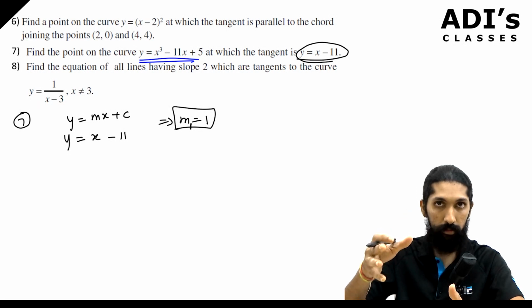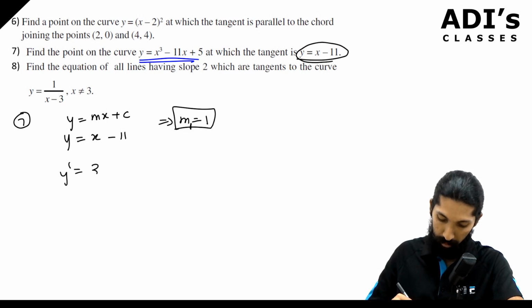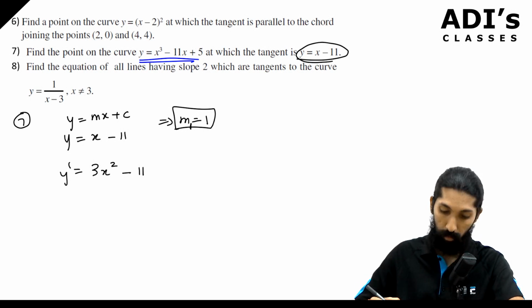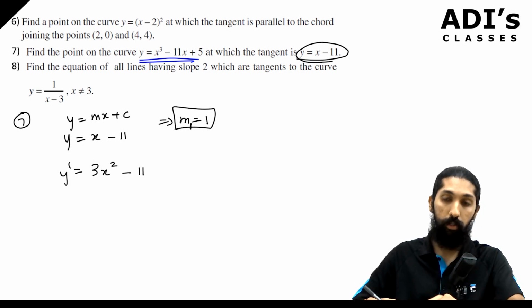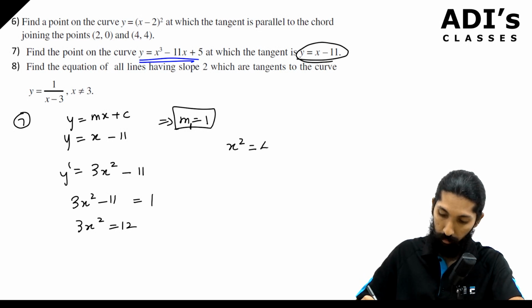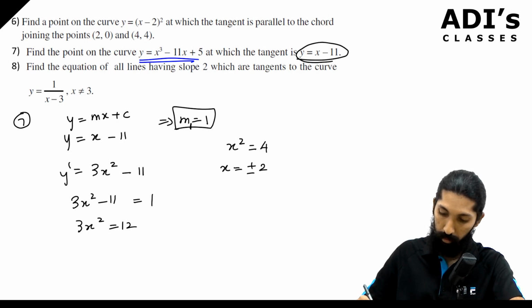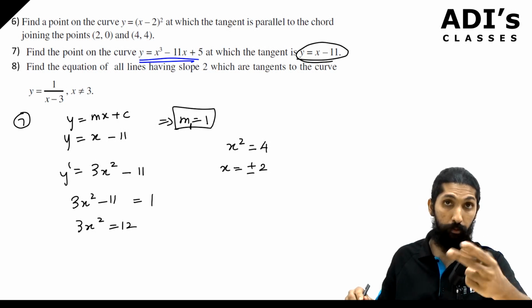Isn't it? So if you differentiate this, you are going to get y dash is equal to 3x square minus 11. Now, when you have 3x square minus 11, equate this to 1, because the slope of the tangent is given to be 1. So 3x square minus 11 is equal to 1. 3x square is equal to 12. Or we can write x square is equal to 4. So x is equal to plus or minus 2. So we have 2 points, plus 2, minus 2.